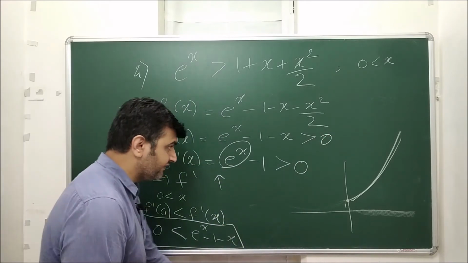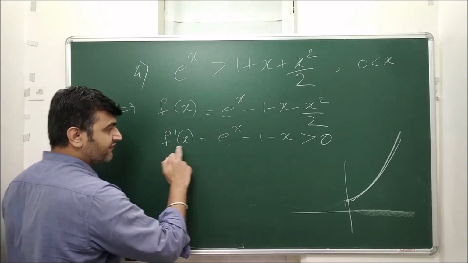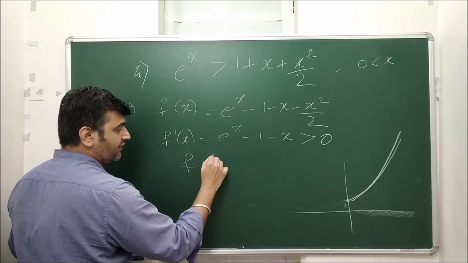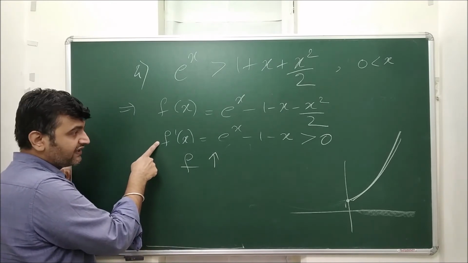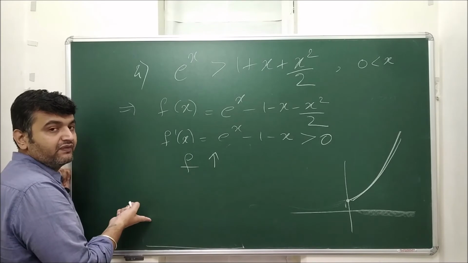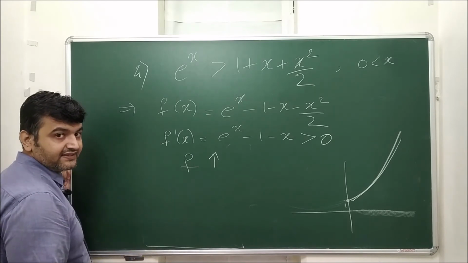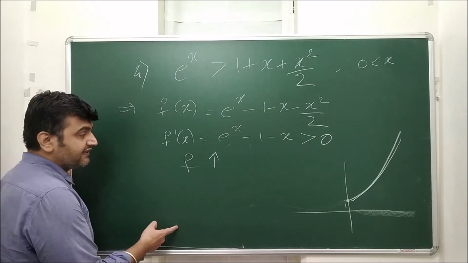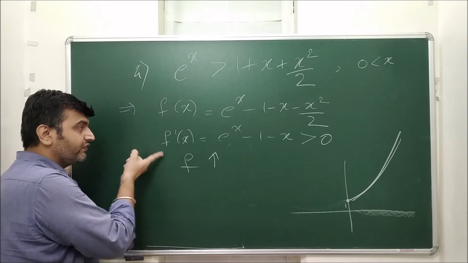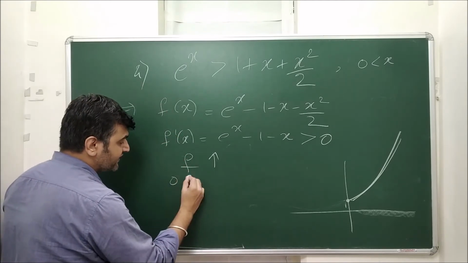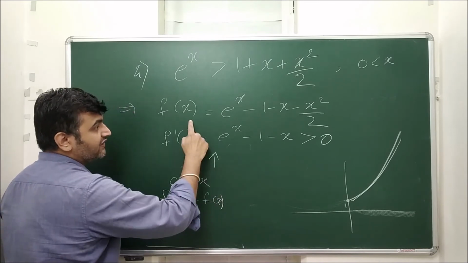And as soon as my f dash is greater than 0, I know that my f is increasing. I was not knowing whether f dash was positive or negative, so I took help of f double dash. Using f double dash positive, we showed f dash is increasing. And using the fact that f dash is increasing, we showed f dash is positive. As soon as f dash is positive, we know f is increasing. So therefore 0 less than x implies f of 0 less than f of x. What is f of 0?